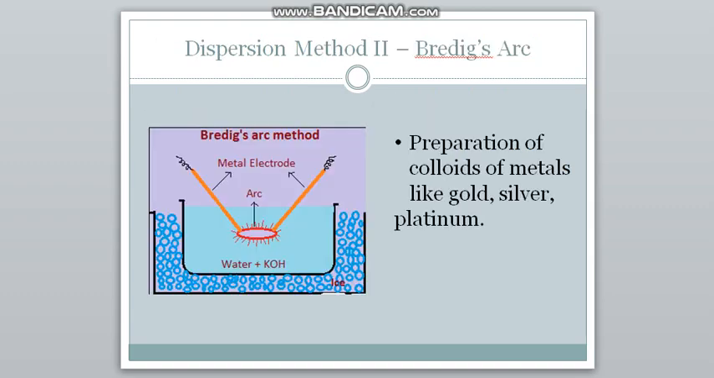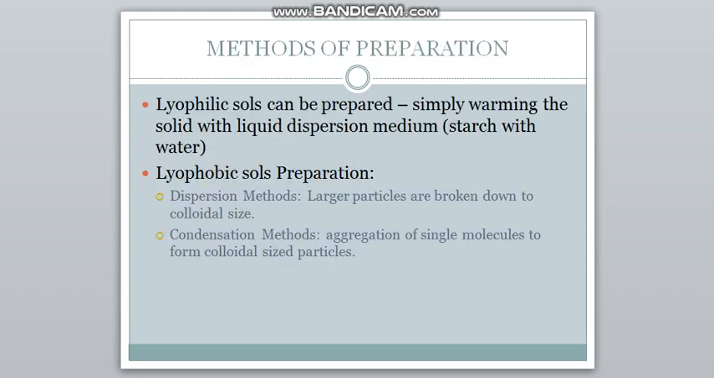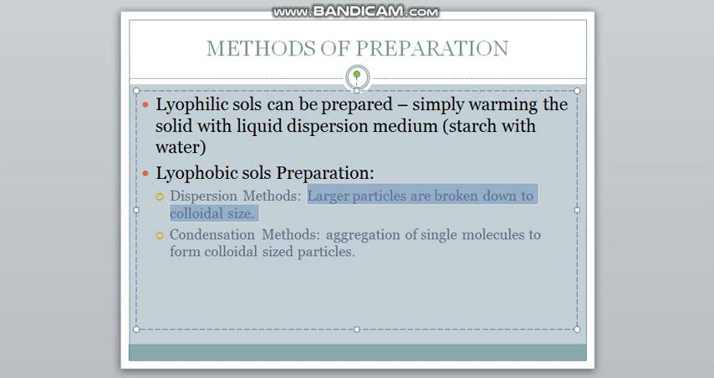And then here we have Bredig's arc method. Here you can see metal electrodes with an arc which is immersed in a solution containing water and potassium hydroxide, and there are also ice cubes around that to actually cool the solution. And what happens is, due to the much heat which is produced in the arc, the metal just melts and condenses to produce a sol. And this is used in the preparation of colloids like gold, silver and platinum. So all these can be prepared by Bredig's arc. So these two are methods of dispersion method. Dispersion method is nothing but larger particles are broken down to colloidal size.